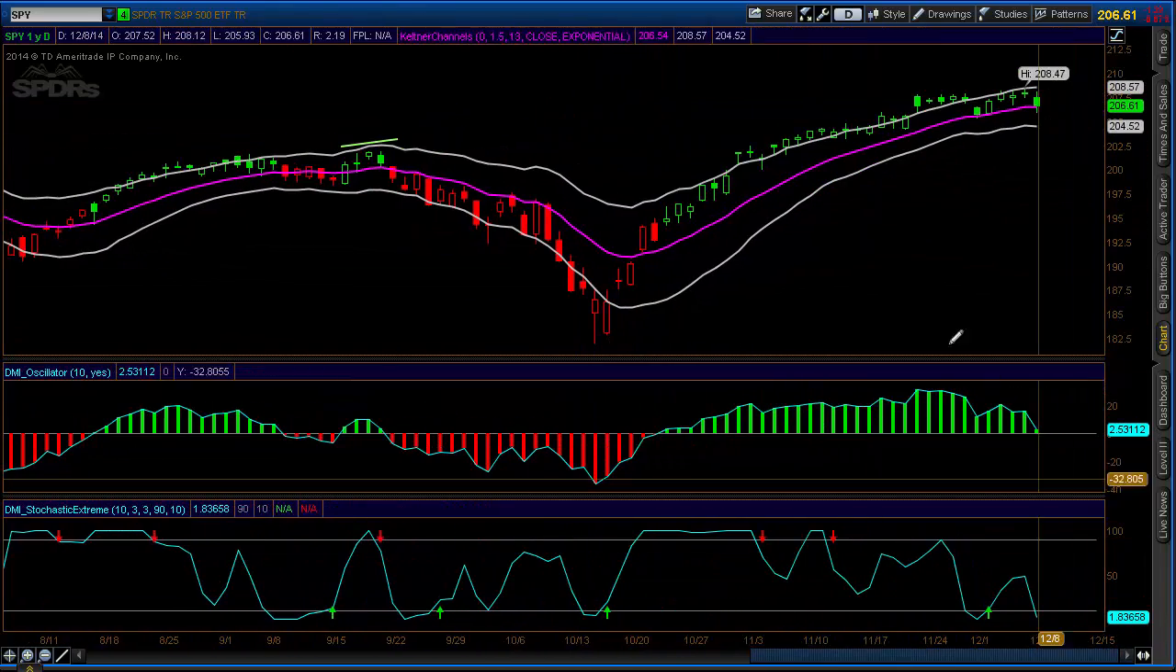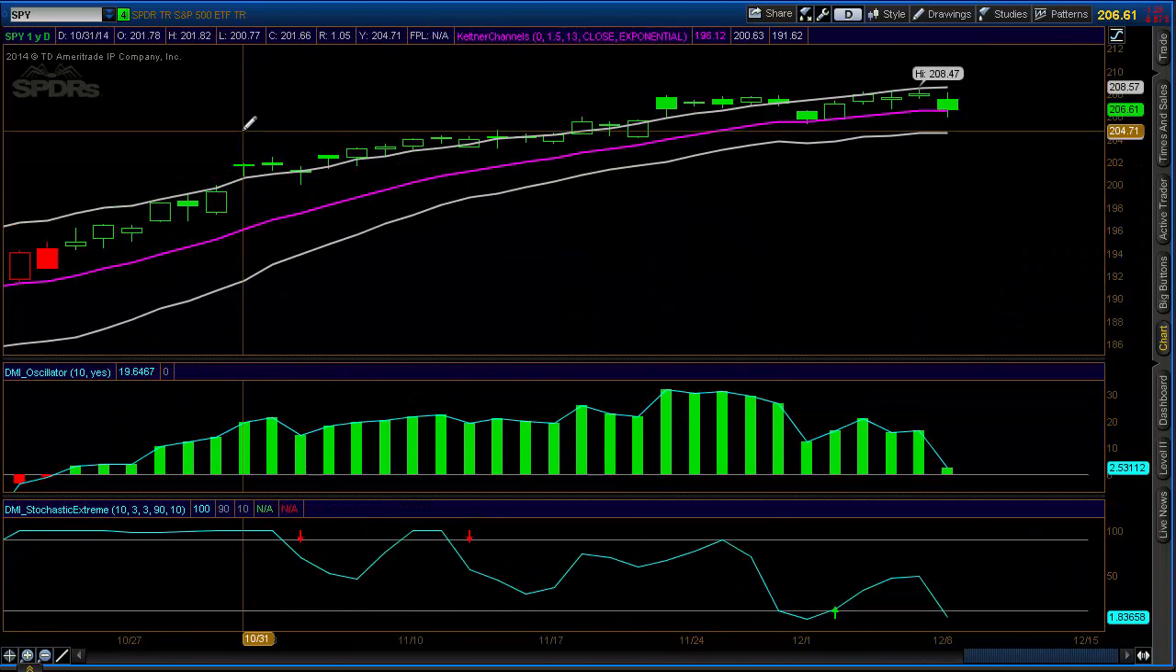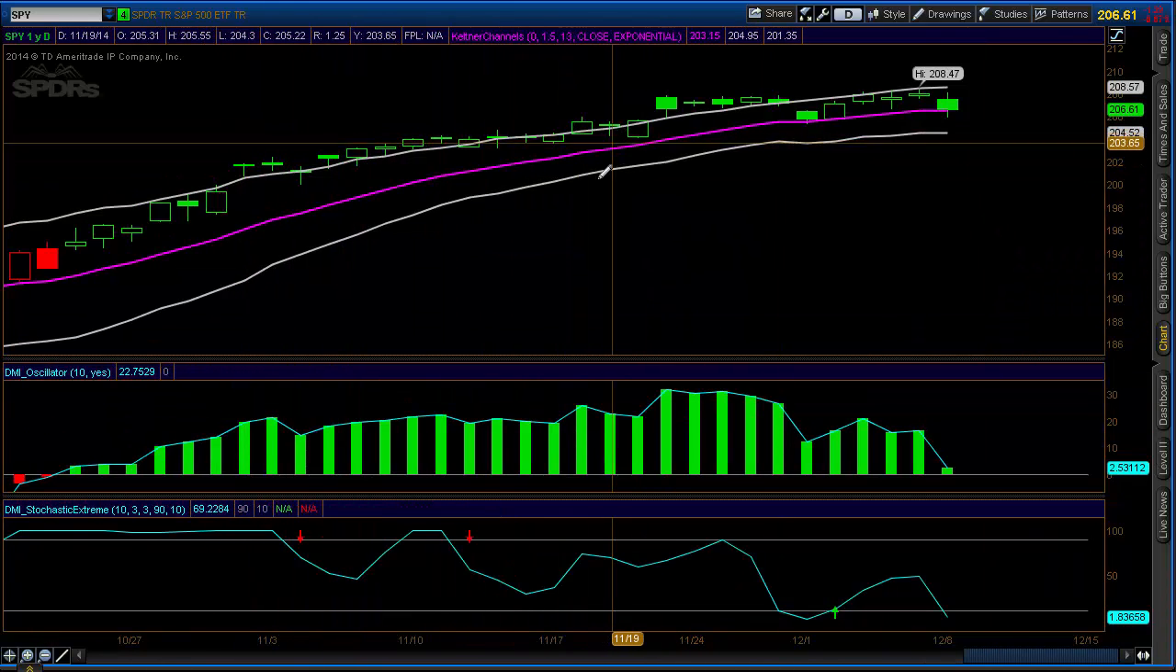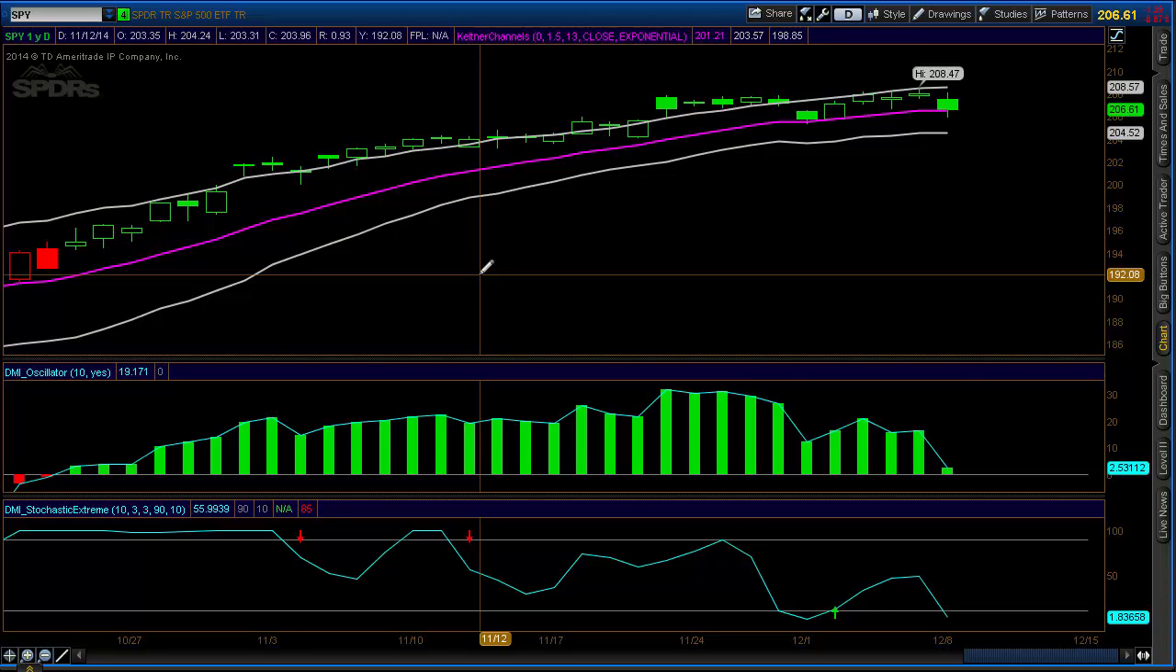So what we're looking at right now is something very similar. It's riding the upper band. And I know we didn't do a trade of the week last week, and here's why we did not do a trade of the week last week.